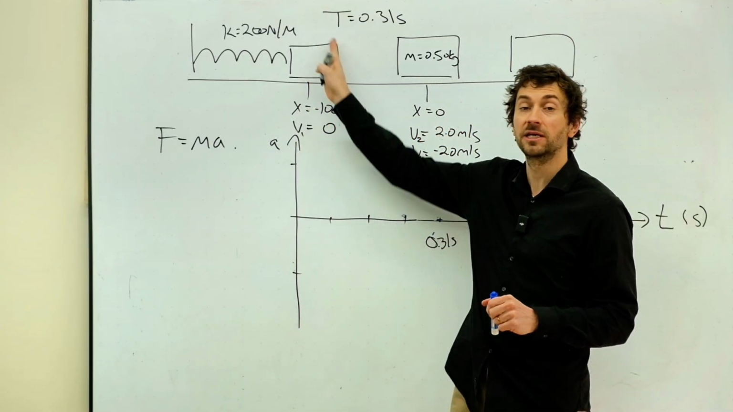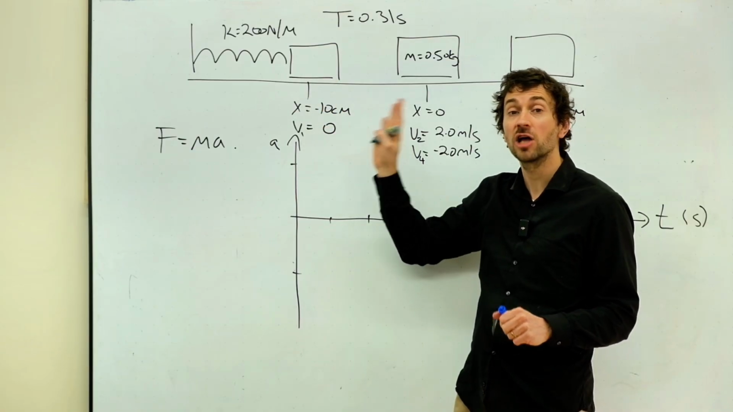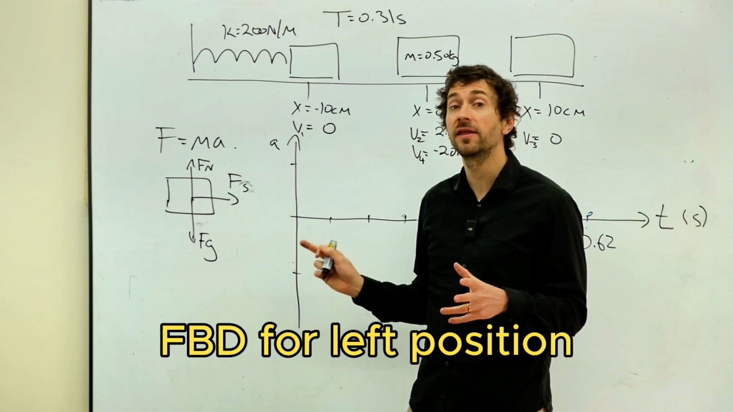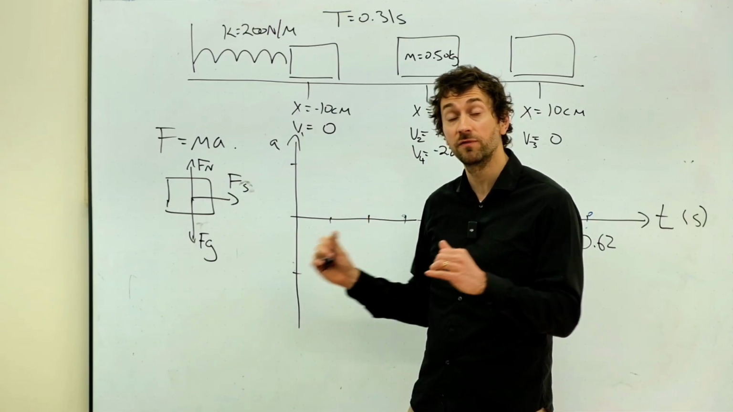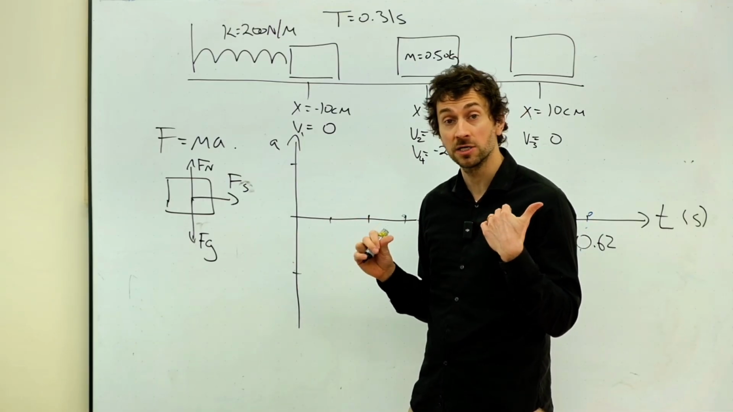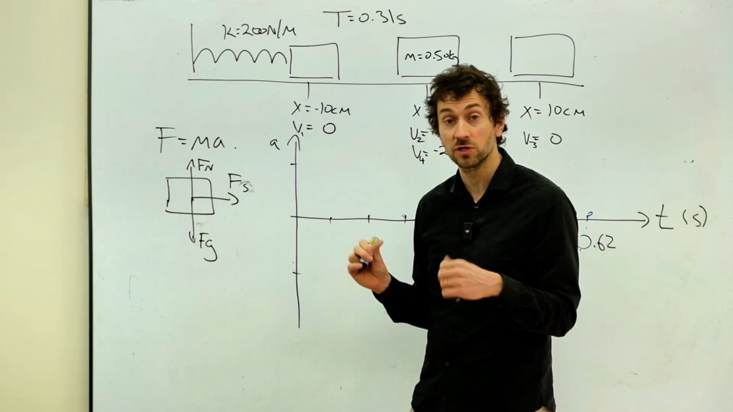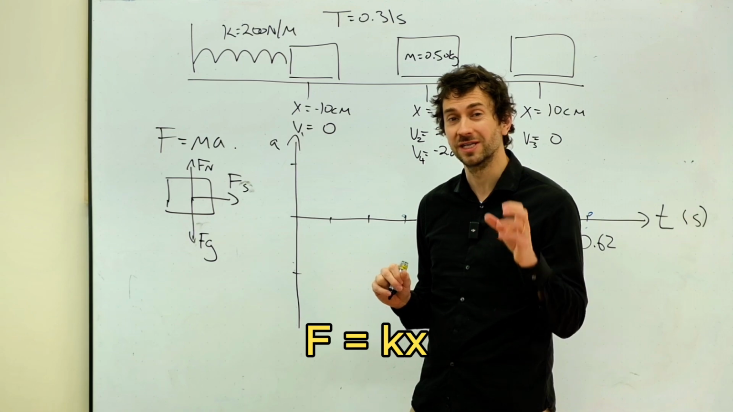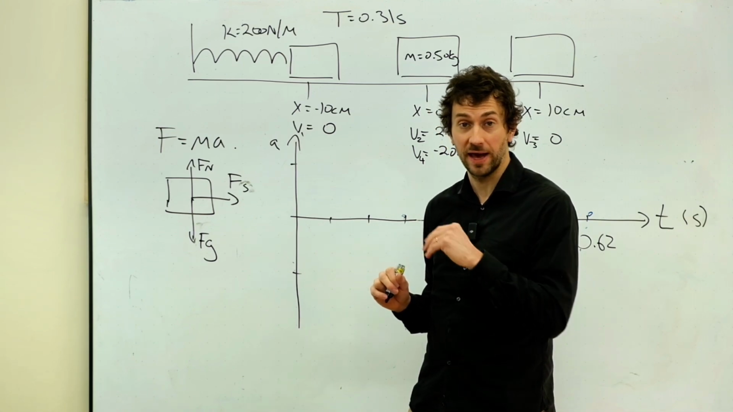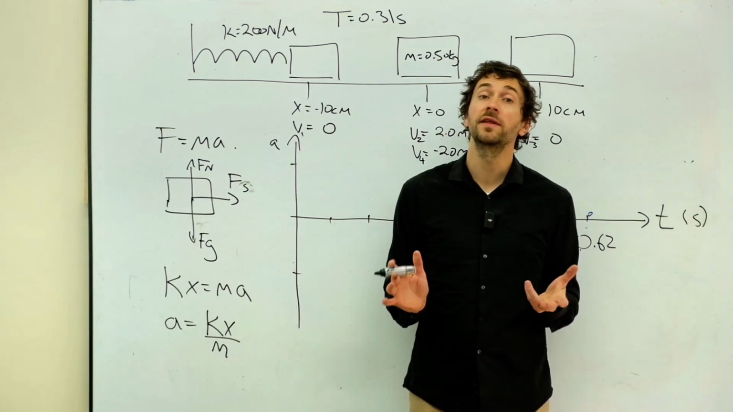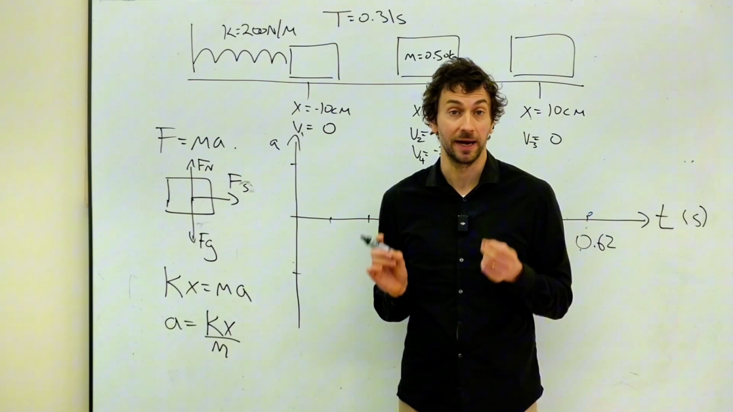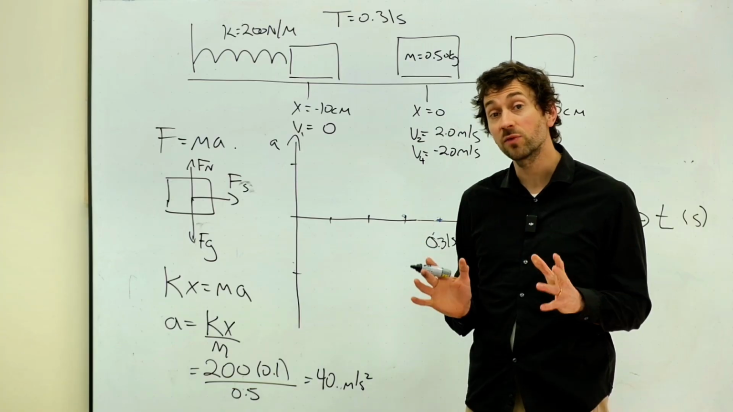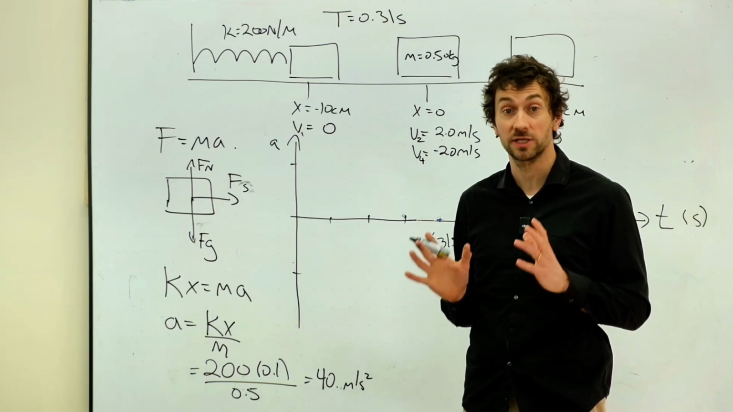So the acceleration is going to be here on the left, caused by the Hooke's law force, the spring force. So in the free body diagram, the main thing to notice is that there's a spring force going to the right, and that's going to cause an unbalanced net force, which is going to create acceleration. So we can say the spring force, which is kx, equals mass times acceleration. So we get the acceleration is kx divided by m. We can put some numbers in for that. So we get that the acceleration is 40 meters per second squared.